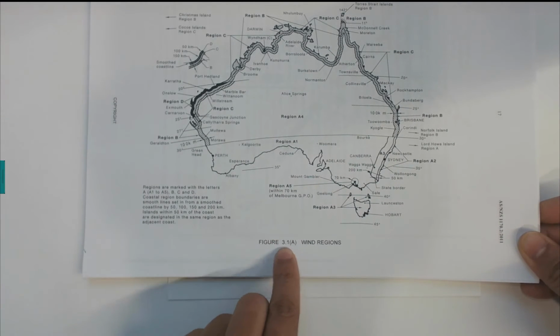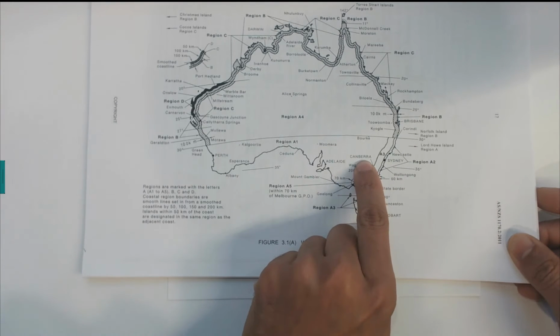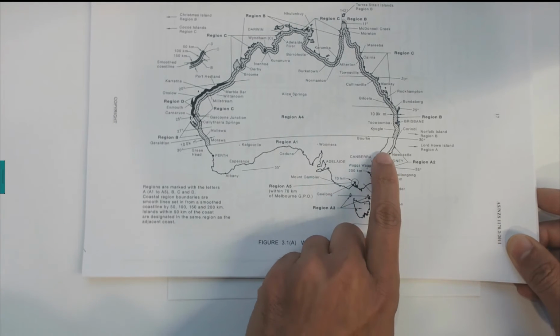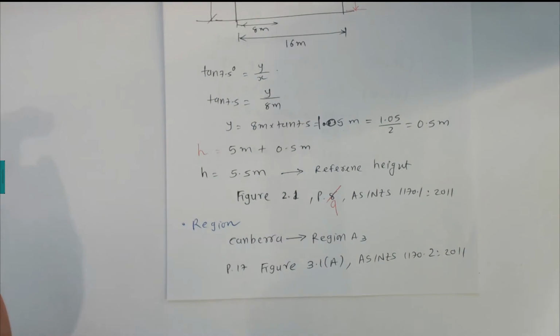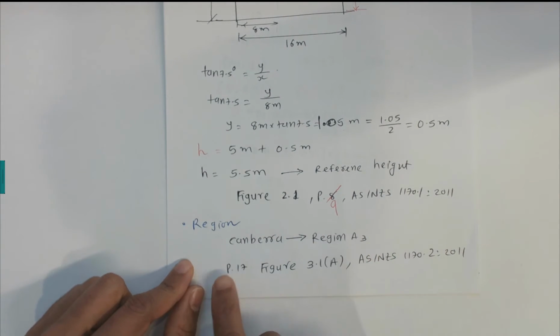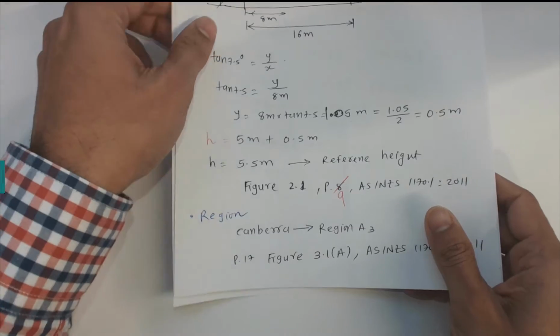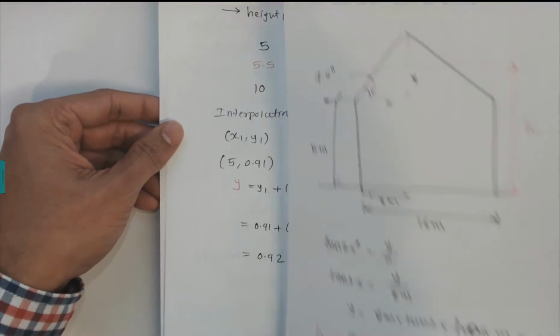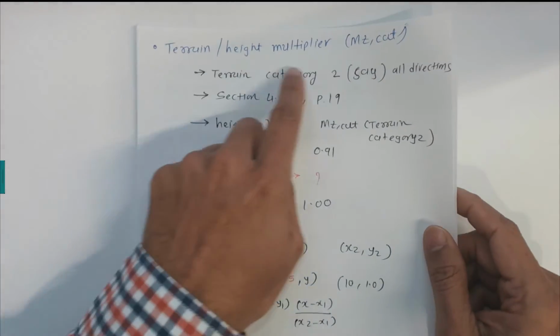On the figure 3.1 wind regions, we can locate Canberra here, and in Canberra there is a region A3. So for this case we have region A3, that is on page number 17 on figure 3.1a. So we found the reference height and we found the region based on the location of the building. Now the second, we like to find the MZ.